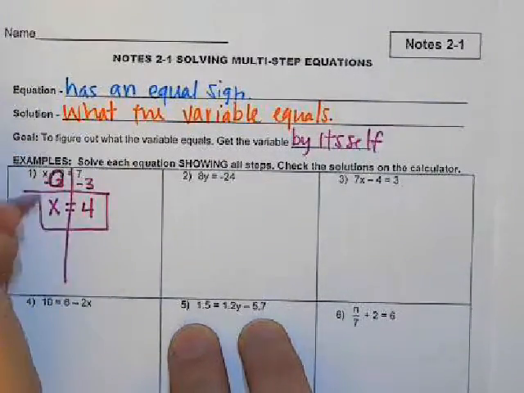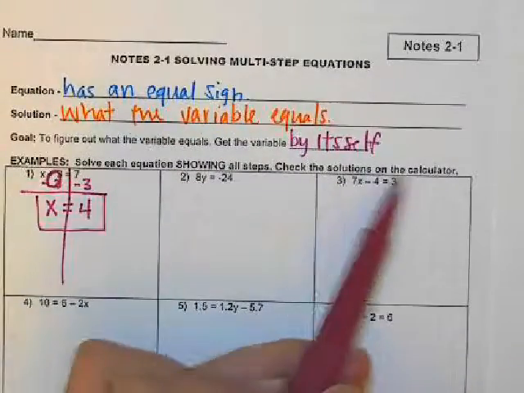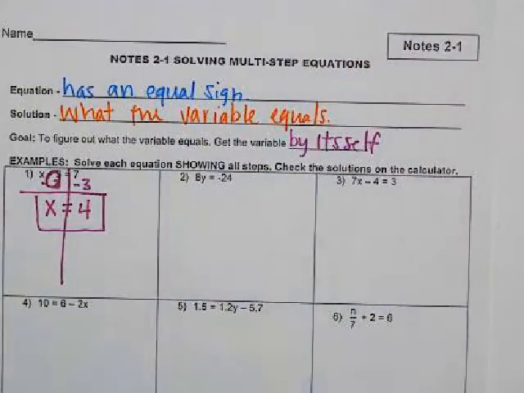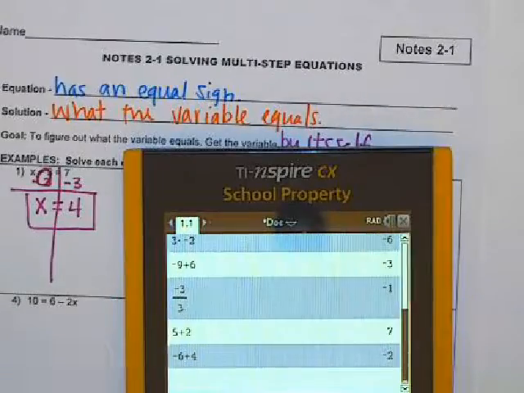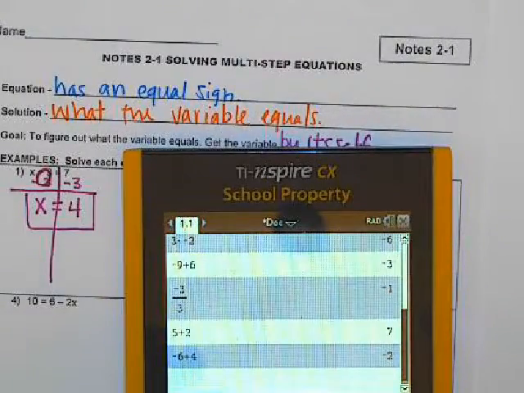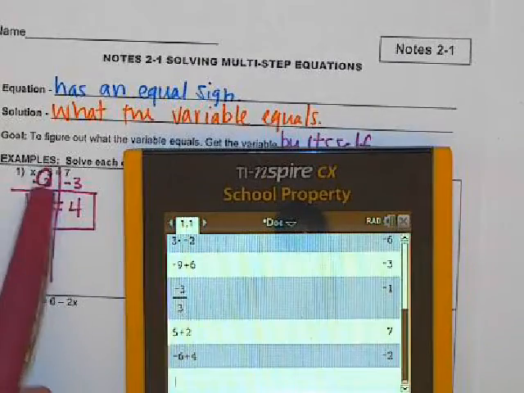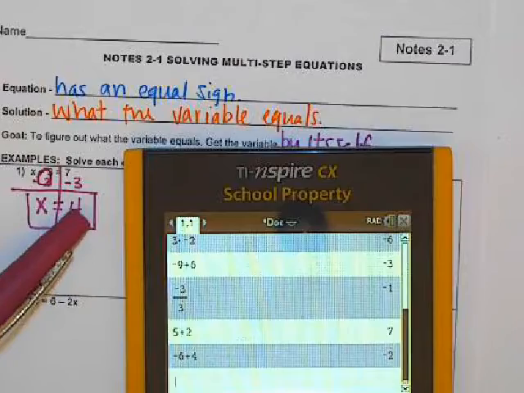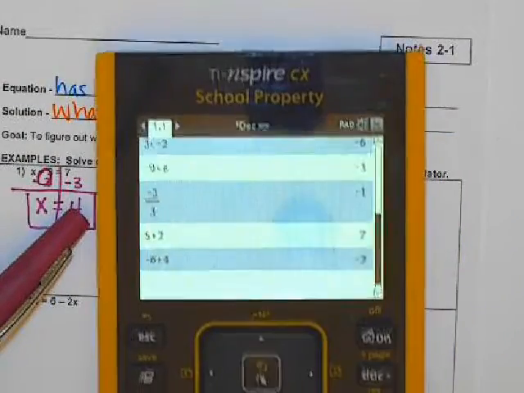X equals 4. Now it says check the solutions in the calculator. How would I check this? Plug it in. What does x equal? 4. So just like we were learning in Unit 1, where we had our football game, we had our domain in our football game. Right here, x plus 3, that's my football game. So I'm going to take my domain, my 4, and plug it into my football game.